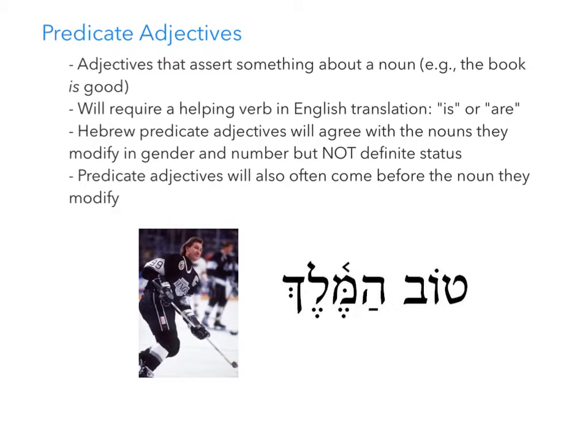Okay, next on the docket are our predicate adjectives. And these are adjectives that don't describe a quality or characteristic of a noun. Rather, they assert something about it. So our example, the book is good. In English, that is a predicate adjective, the adjective being good.